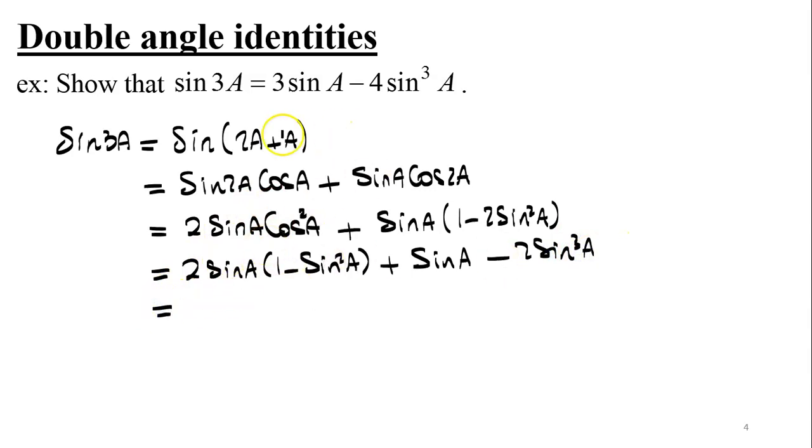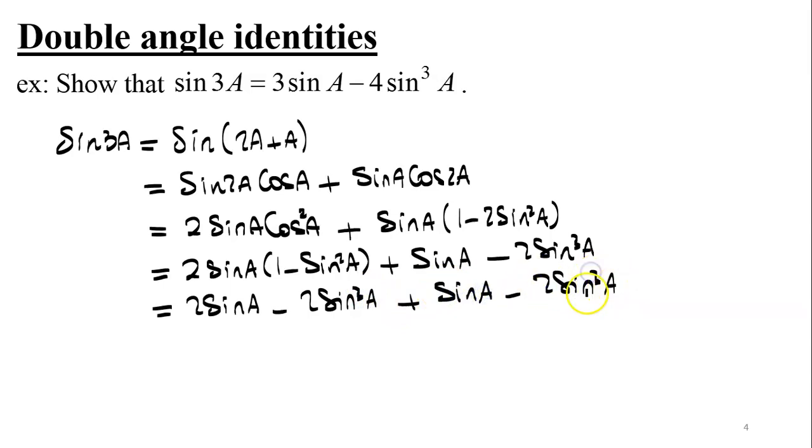Now expanding here and simplifying, we would obtain 2 sine a minus 2 sine cubed a plus sine a again minus 2 sine cubed a. Now rearranging similar terms, you'd notice that we end up with the right hand side that we are required to prove. 2 sine a and sine a is 3 sine a minus 4 sine cubed a, and that is what was required to prove here.